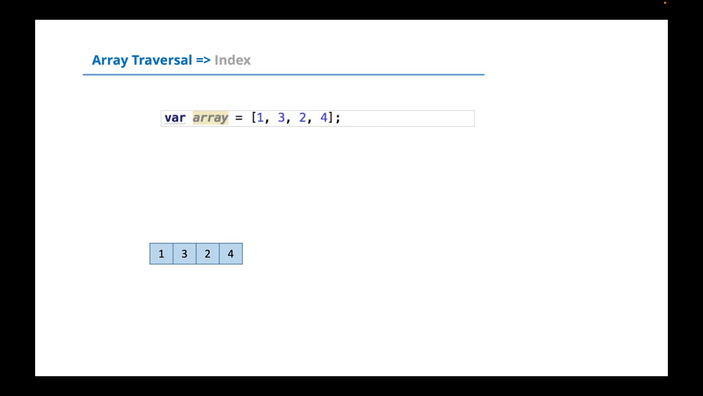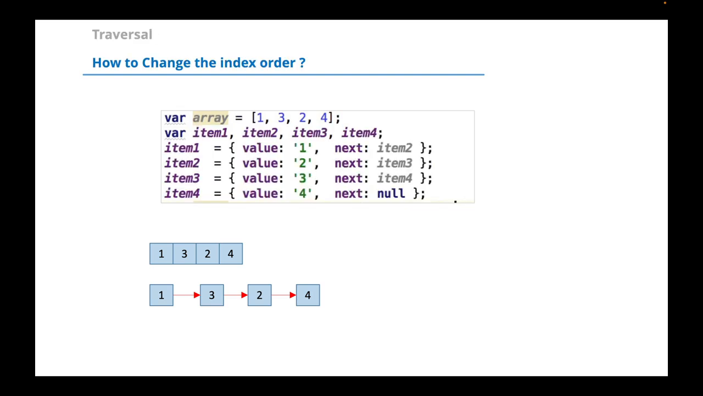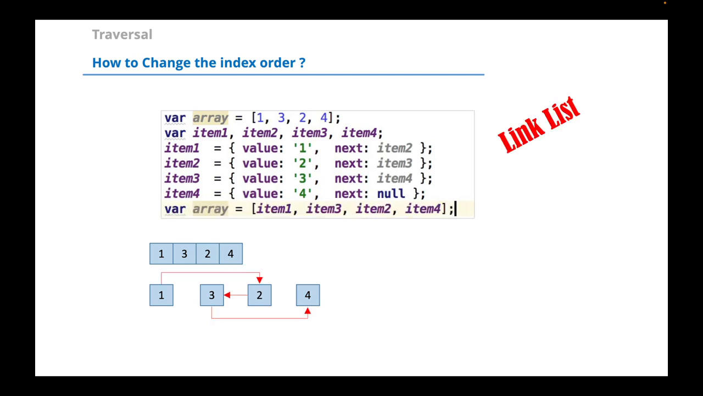So let's say we have an array, and the array traversal is quite easy because it just goes by index, one after another. But suppose you want to change this order. We don't want to go by index, we want to go by our own order. What we do is we convert that array of elements to an array of objects, which has information about the next object. So in this way, we can change the order. So a linked list is created. So now the order is changed the way we create it as a linked list.